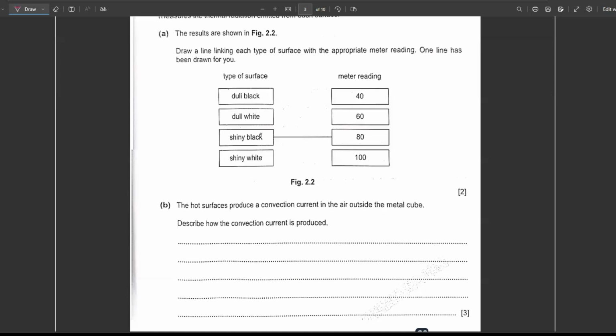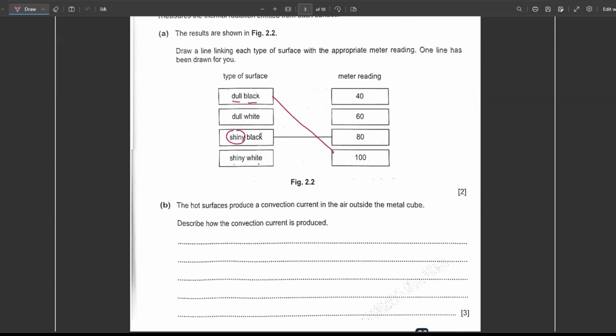The results are shown in figure 2.2. Draw a line linking each type of surface with the appropriate meter reading. One line has been drawn for you. So if you have a shiny but black surface, the number of radiations emitted will be 80. However, if you have a dull and black surface, what do you think? Number of radiations will increase. It will become 100. If you have a shiny and white surface, shiny texture is also a bad thing.